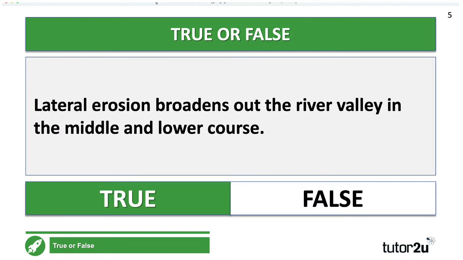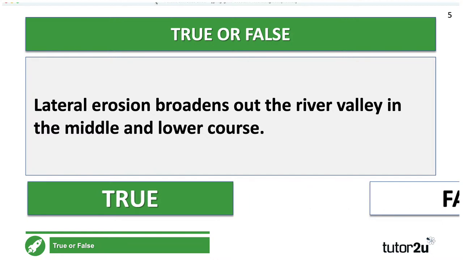Lateral erosion broadens out the river valley in the middle and the lower courses. What are we going to go with here? Okay. Oh, great stuff. I've got some people coming through now. Well done. Casey, red. A new person joined us. Right, okay.